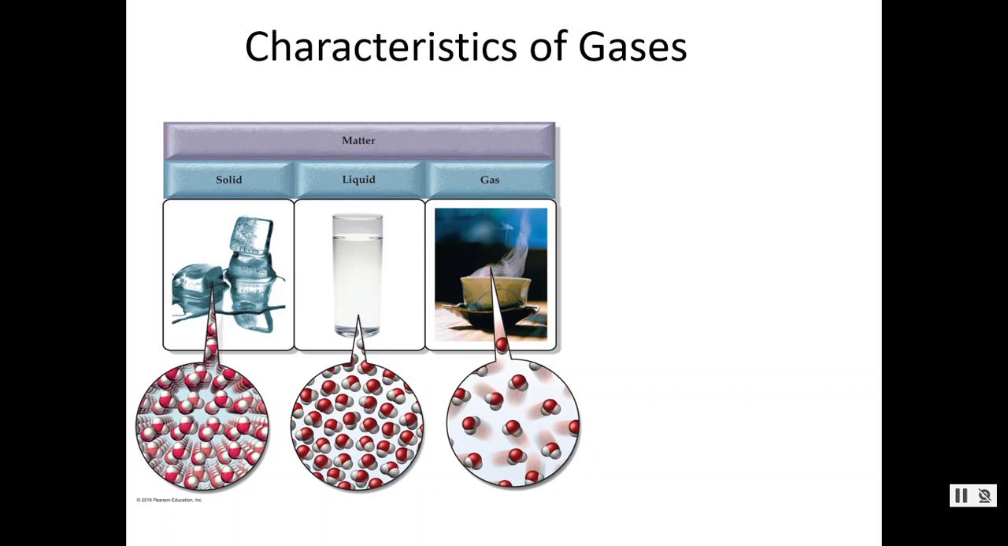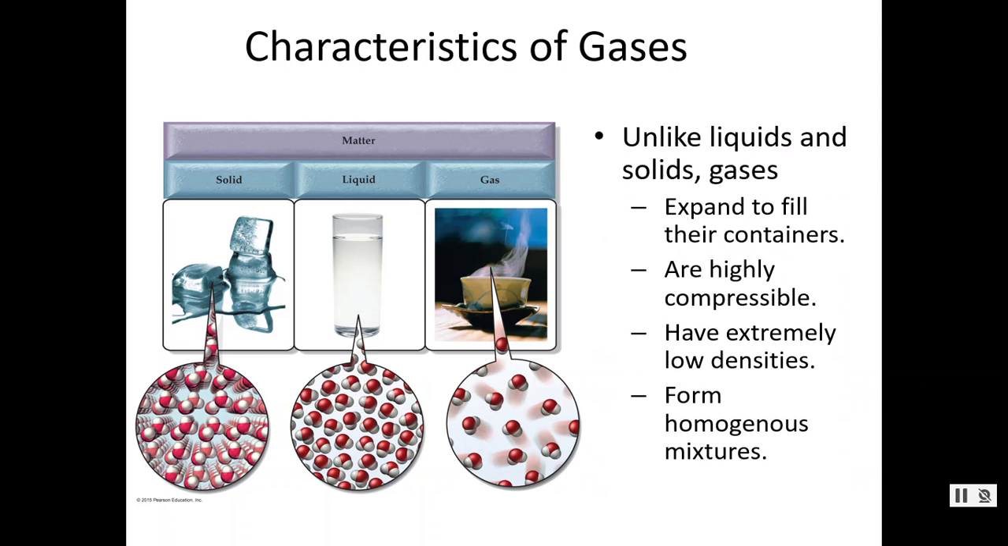They've got a lot more freedom of movement. And because of that, gases can easily expand to fill their containers. They're easily compressible. It's very easy to compress a gas. It's very hard if you try to compress a solid; you've got to use more force. And because of the space in between the molecules of a gas, they have very low densities and they can more easily form homogeneous mixtures. So those are some properties of gases that distinguish them from solids and liquids that you need to be familiar with.